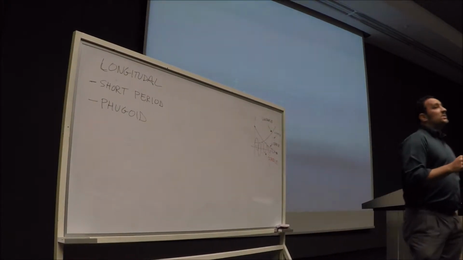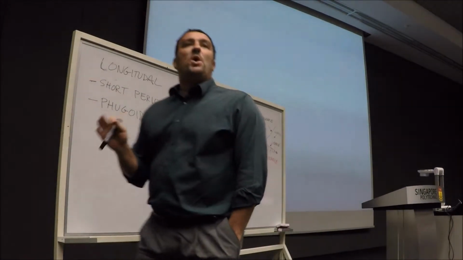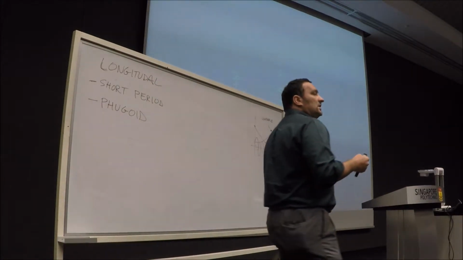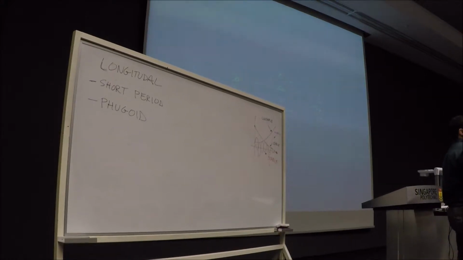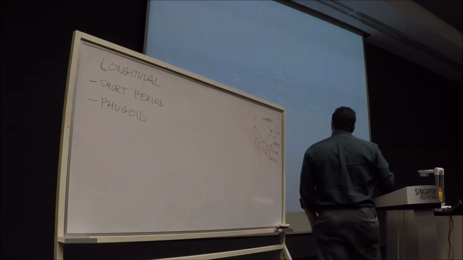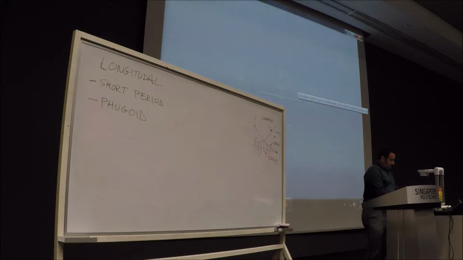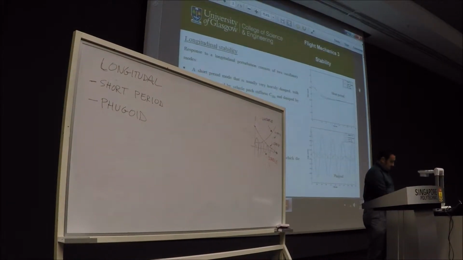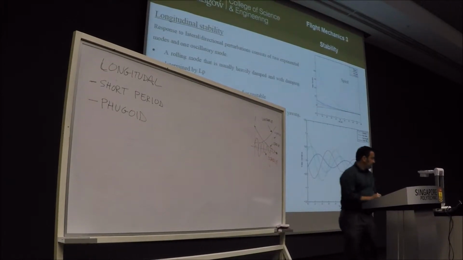Okay, so these are the two types of perturbations, sorry, the two modes that an aircraft can encounter when going through a disturbance in pitch. Okay? The first one, short period, can still go into oscillation, but smaller.